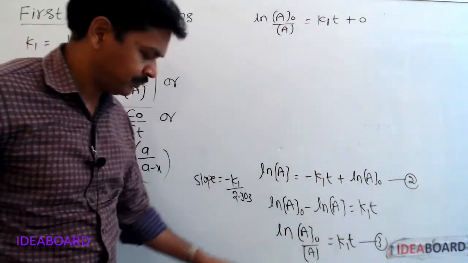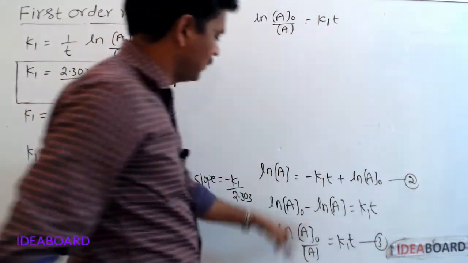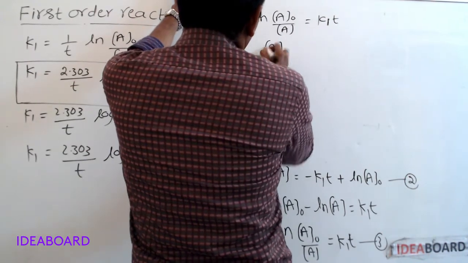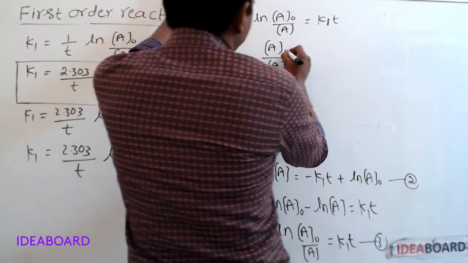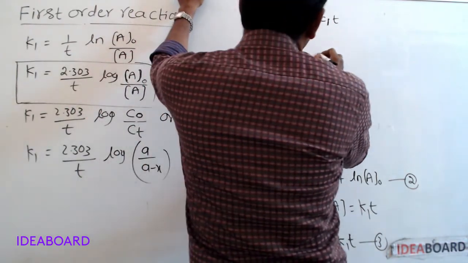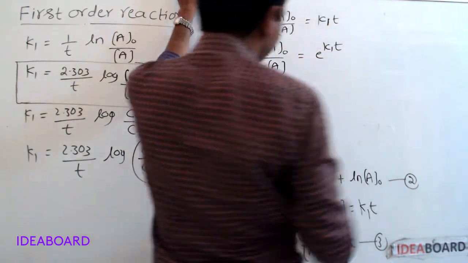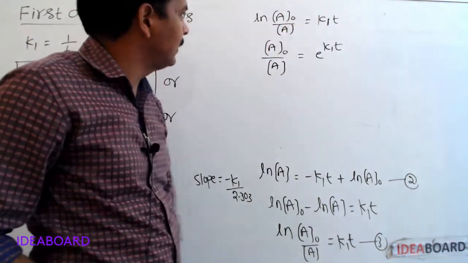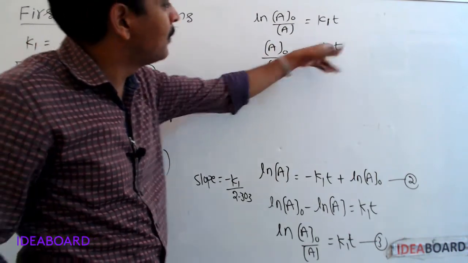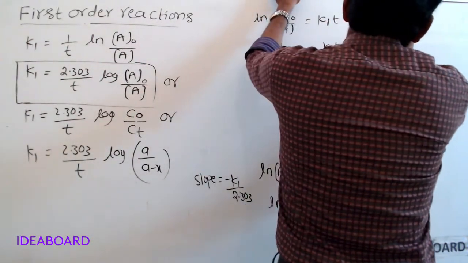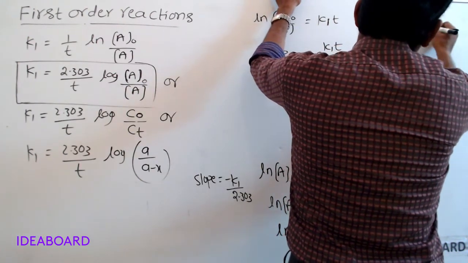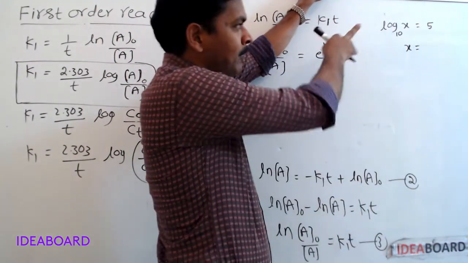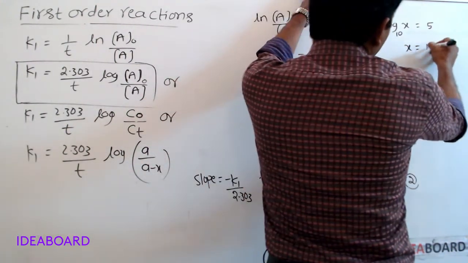Next, from this third equation, I am writing like this: a naught by a is equal to e power k1t. That is, ln a naught by a is equal to k1 into t, so a naught by a is equal to e power k1 into t. See, we know that if log x is equal to 5, then x is equal to 10 power 5.